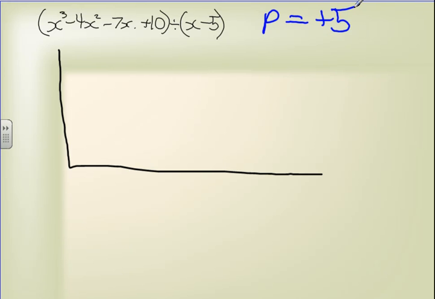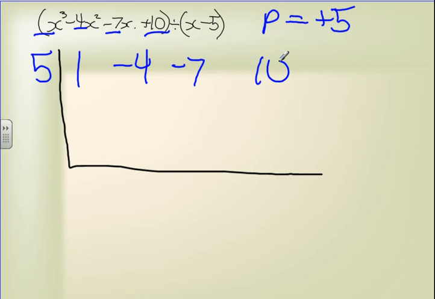I'm going to put my p-value up here on the outside. Next, I'm going to take the coefficients from in front of the numbers. There's nothing in front of the x cubed, so that's going to be a 1. I've got a minus 4, a minus 7, and a 10. So far, so good. Now, switching pen colors again. You take your first number and bring it down. This number 1, we're going to bring it down, and that's just going to be a 1.